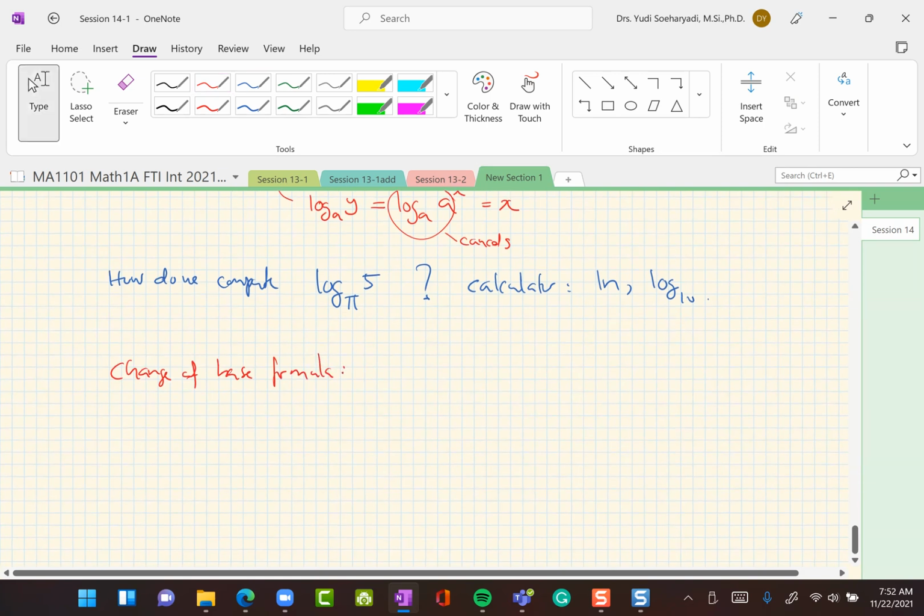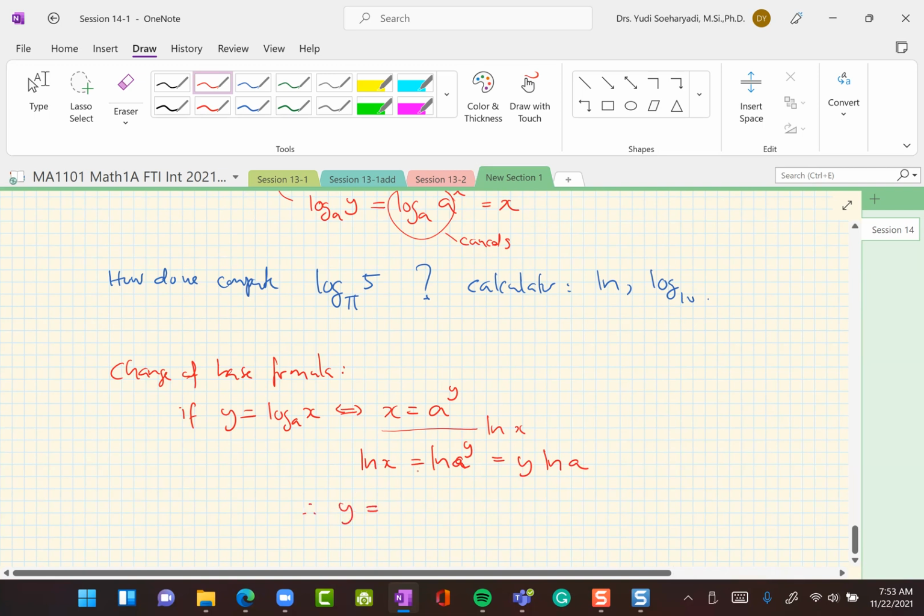So how do we do this one? All right, for example, say y equals log base a of x. That means you can express x as a power of a to the y. Okay, and if you apply ln to both sides, you get ln of x equals y times ln of a. But now y is an exponent, so it factors out. So now you can write y, which is log base a of x, equals ln of x divided by ln of a. So this is our change of base formula.